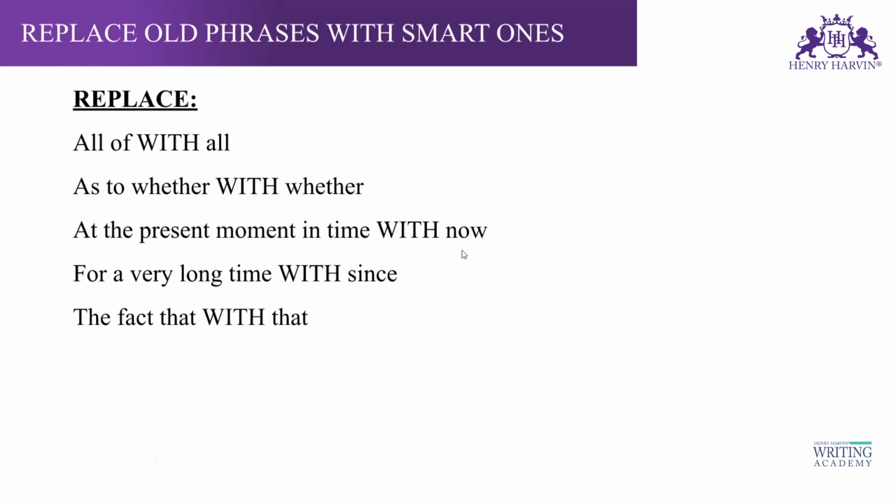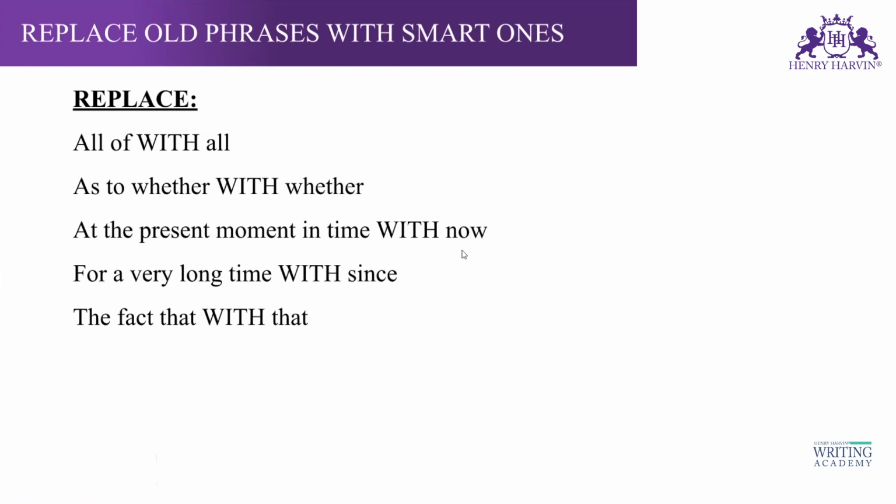So these are some of the phrases that you can avoid. For example, instead of using all of, we can just use all. So instead of saying all of these things, you can just say all these things, right? For example, the other one is as to whether. So as to whether is obsolete now. Instead, we can just use the word whether, right?